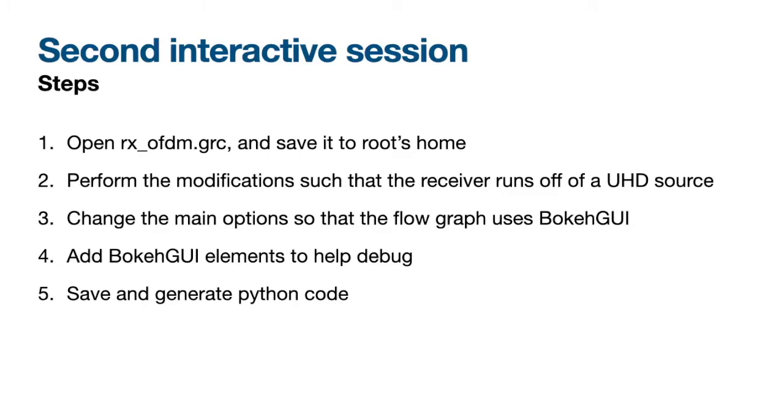Okay, now that we have tested Bokeh GUI and Docker in a local computer, we want to generate the tests that we want to run within Cortex Lab. So in this second interactive session, we will do exactly that. The first thing we're going to do is open rxofdm.grc and save it to the roots folder.